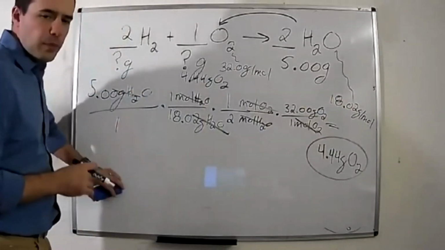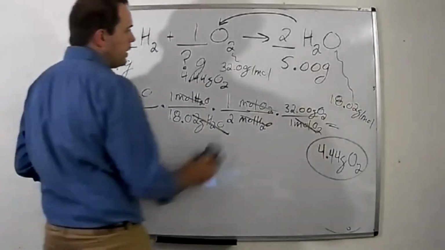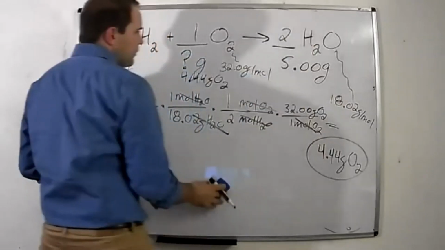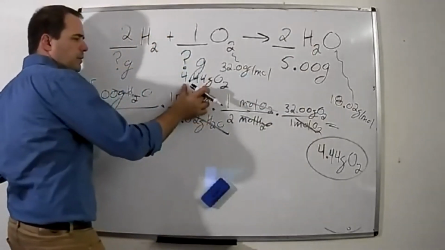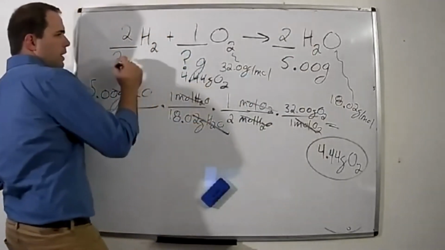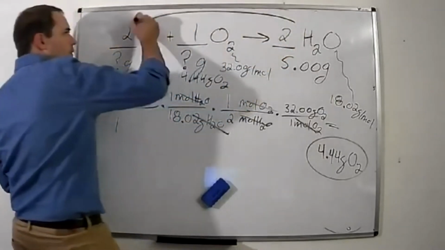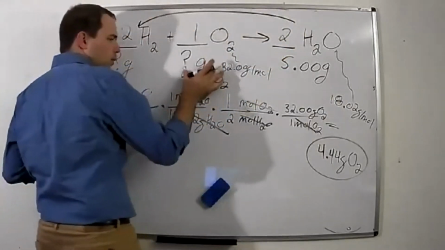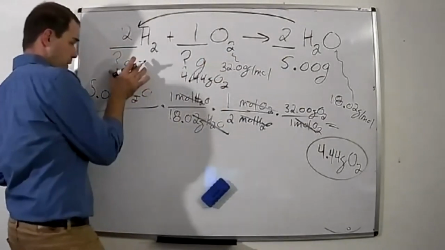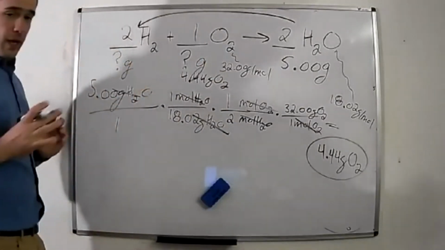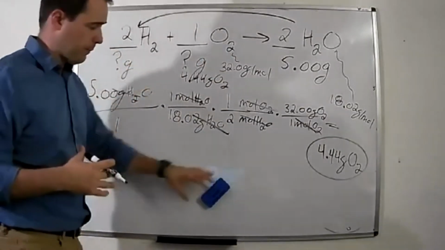But let's change the problem now. I'm going to keep this all up here, but now I want to know, hey, all right, I need 4.44 grams of O2 to do this, but I want to now go from here to here. So if I need to put in 4.44 grams of oxygen, how many grams of H2 do I need to put in there?